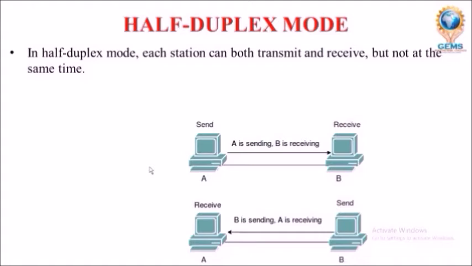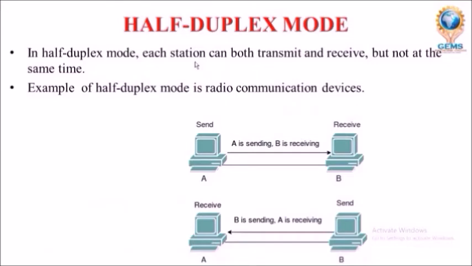That means what? The sender is sender, I know. The receiver is receiver, I know. But in half-duplex, the sender can be receiver and the receiver can be sender. But these two activities will not be performed at a time. That's why in the definition it has been mentioned clearly that each station can transmit or receive. That means each workstation is a sender and receiver, but not at a time, right? Okay, fine. The best example for this type of communication is radio communication devices.